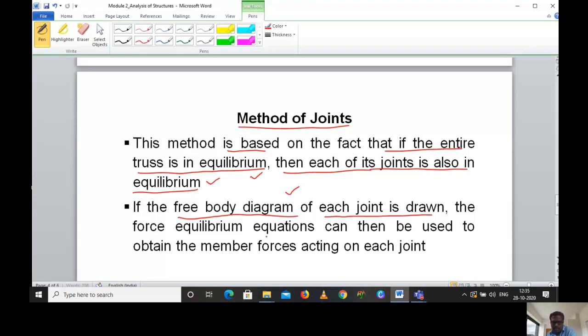If the free body diagram of each joint is drawn, the force equilibrium equations can then be used to obtain the member forces acting on each joint. The important thing is, in this method, the entire truss we are considering in equilibrium, and each of the joints also we are considering in equilibrium. After that, we are going to draw the free body diagram of each joint. Then we are going to write the force equilibrium equations, and from those equations we are going to calculate all the member forces of the truss. This is called the method of joints.